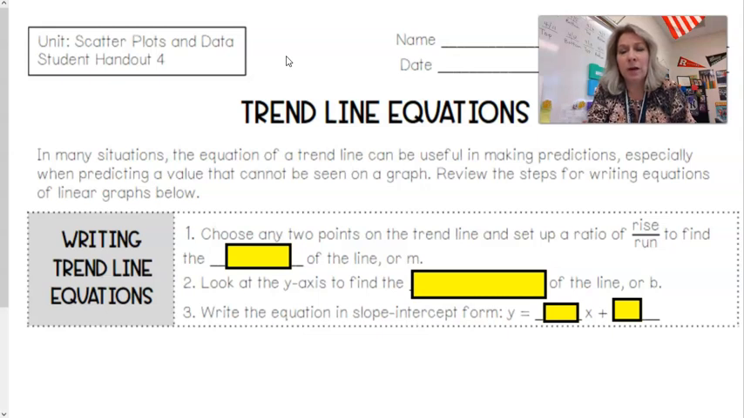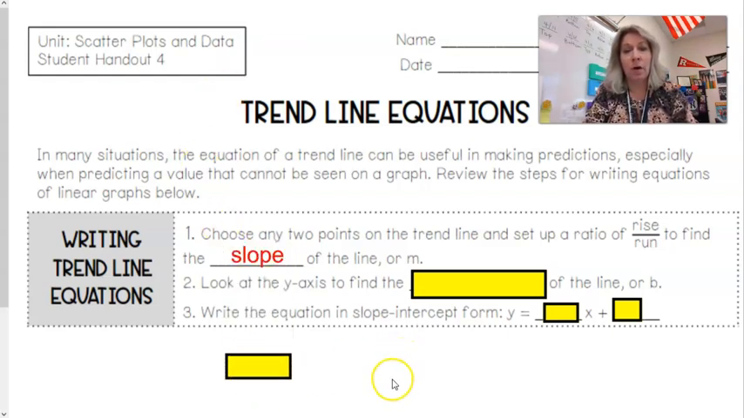Review the steps for writing equations of linear graphs below. You may recall when we were looking at straight line graphs that we would choose any two points on that line. Here in step one, we're going to choose any two points on the trend line that is drawn, and we're going to set up a ratio of rise over run to find the slope of the line.